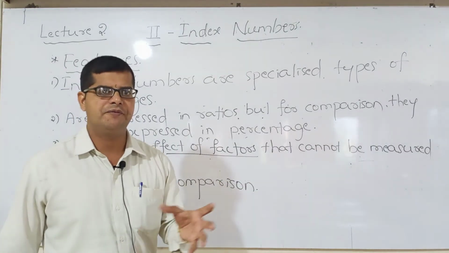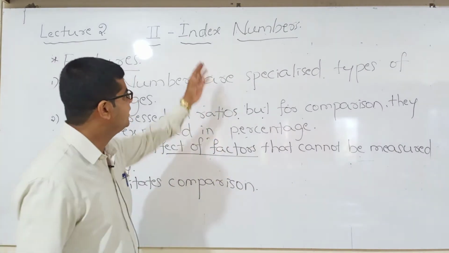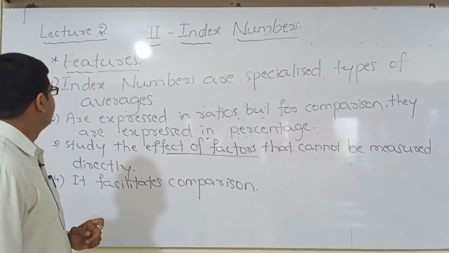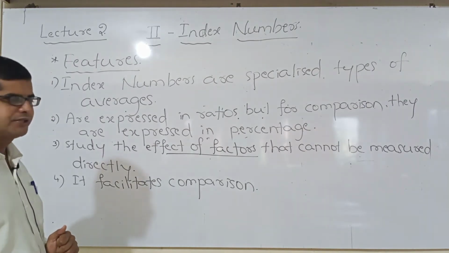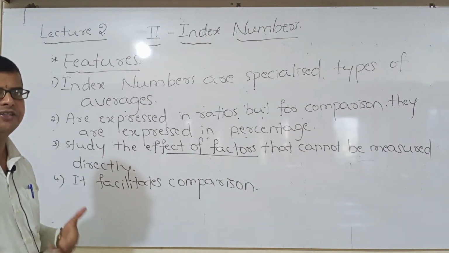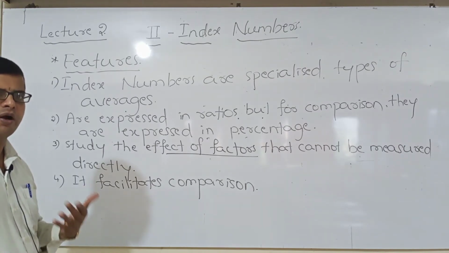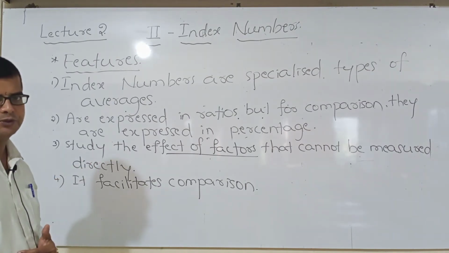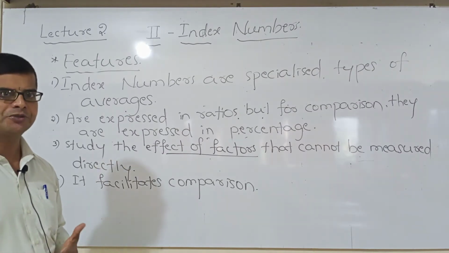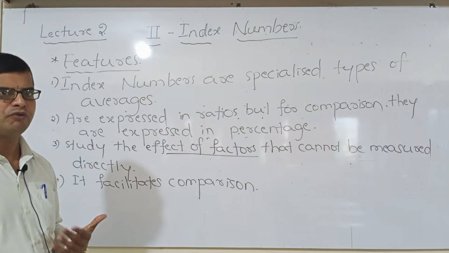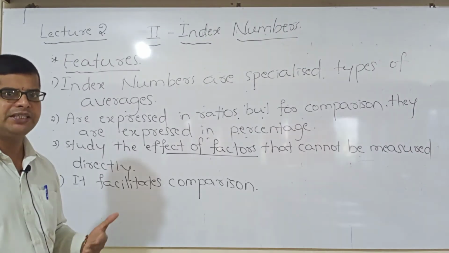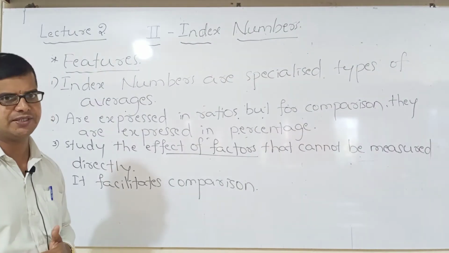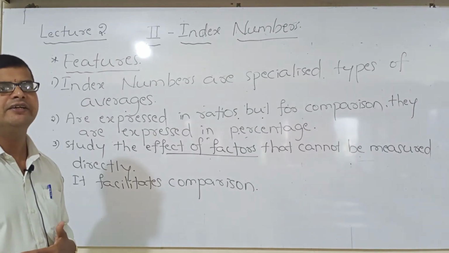Because of all these characteristics and features, we say there is a concept of index numbers. I repeat all the points once again, just go through. Index numbers are specialized types of averages because they help the economy find the changes in the price level of commodities, quantity of commodities or value of variables. These are normally expressed in ratios, but that is very difficult to understand. So to compare the data easily, they are expressed in the form of percentage, so that we can easily understand the conclusion.